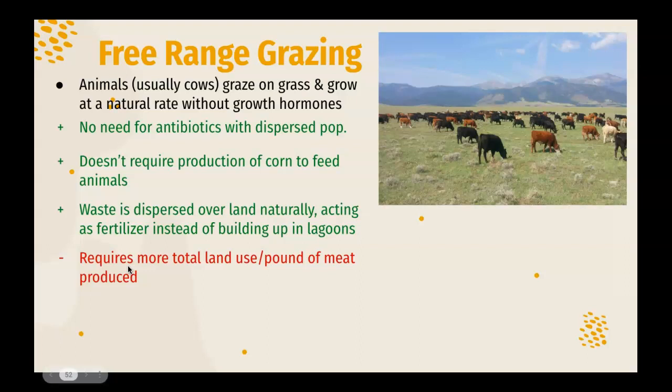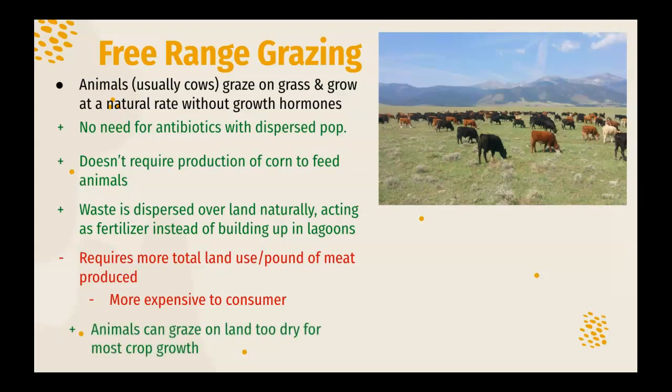The problem is that it requires a lot more land to free-range graze cattle. And so because it requires land, it is more expensive to raise and grow and produce free-range meat. So that cost gets passed on to the consumer. Animals can graze on the land that is typically too dry to even grow crops. So it's another win in terms of, hey, this land really can't be used to grow anything else, but it can be used to graze the cattle.